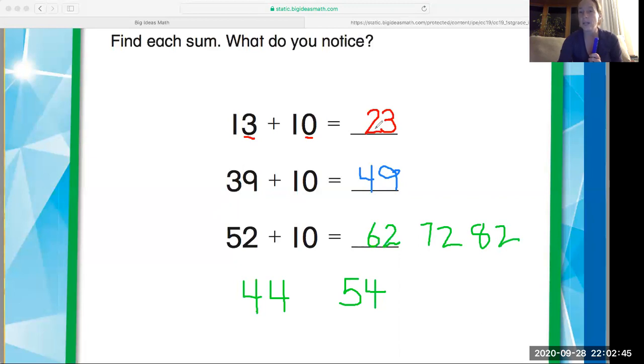13, 23. Do you know what would come next? This one's a little trickier. 22, 23, 33, then what? 33, then 43, right? We're adding 10 each time. Make sense? Okay, I'm gonna clear this page.